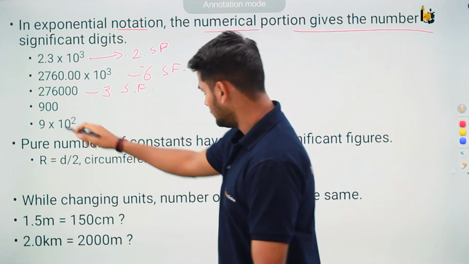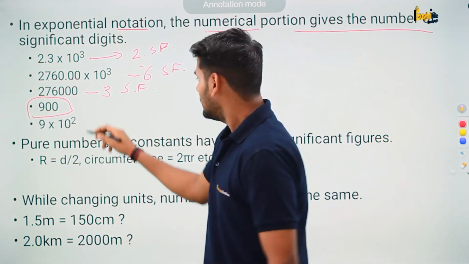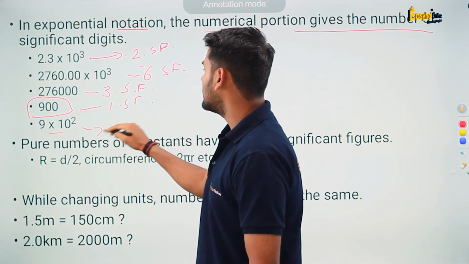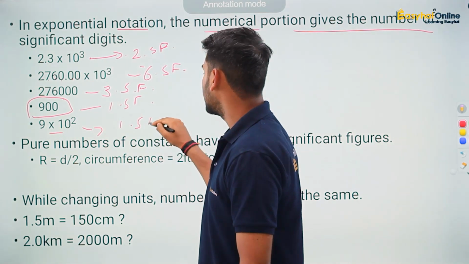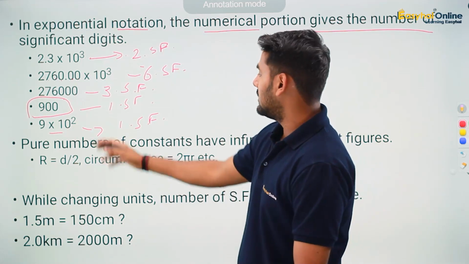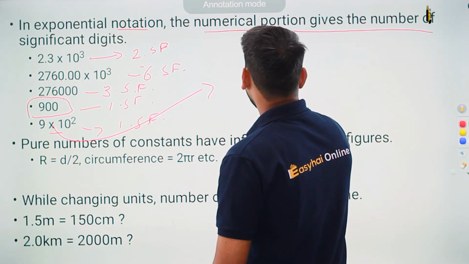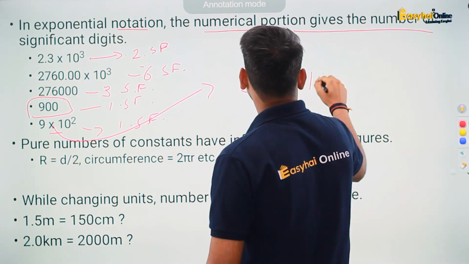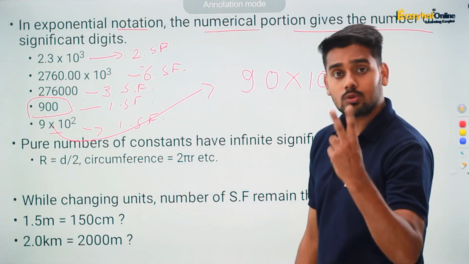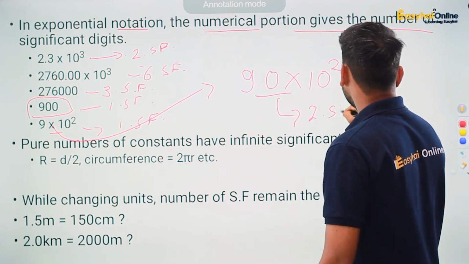Okay. What about this 900? The same rule. In this case, 1 significant figure. 9 times 10 raised to the power 2, once again 1 significant figure. I have not put any decimal point over there, that is why one significant figure. Let's say I write this as 9.0 multiplied by 10 raised to the power 2. Now this will have 2 significant figures.